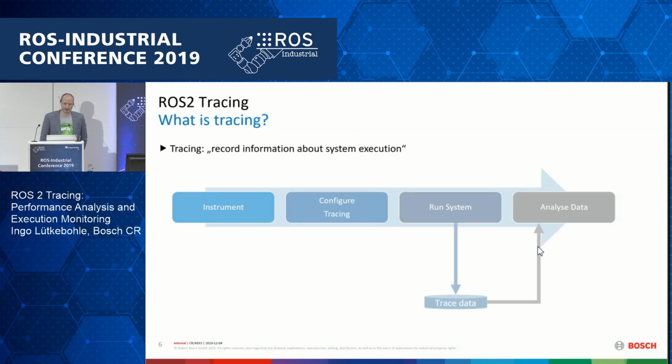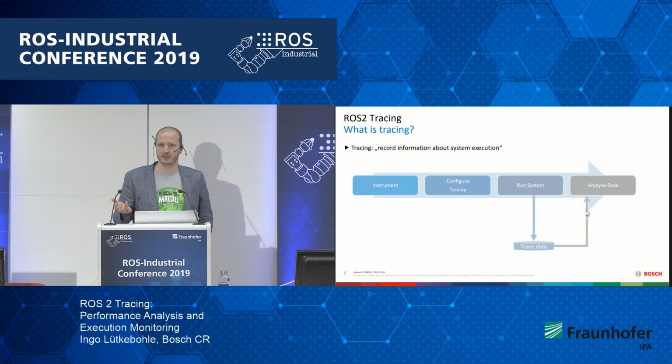So, what's tracing? Basically, tracing is defined as recording information about the system's execution. The way this basically works is that you first have to instrument your system. You put specific points, which are called trace points, into your system.